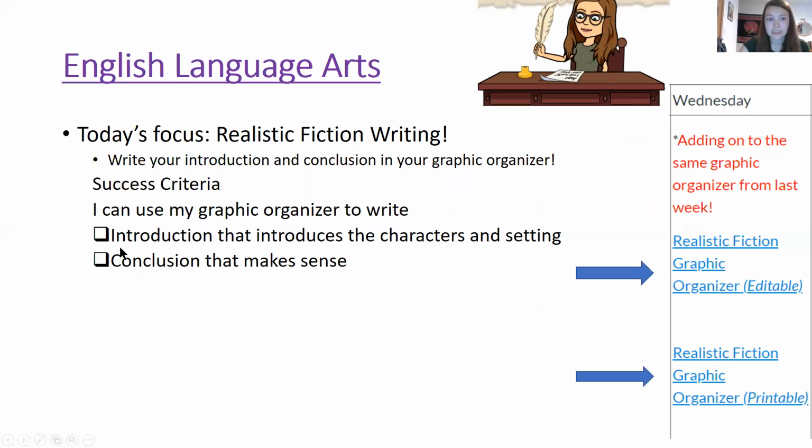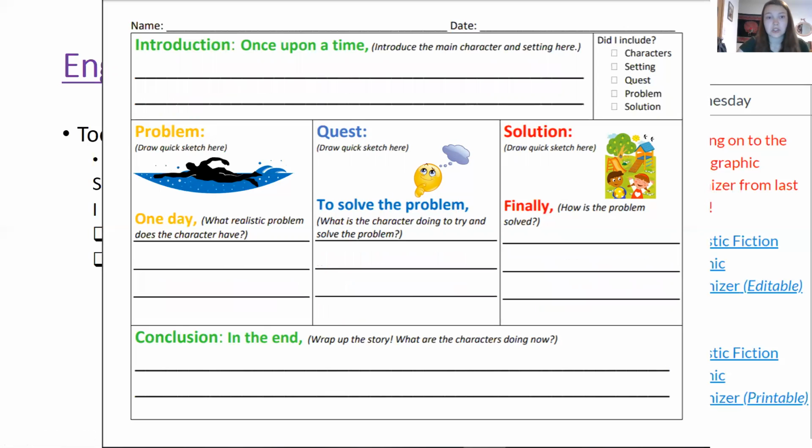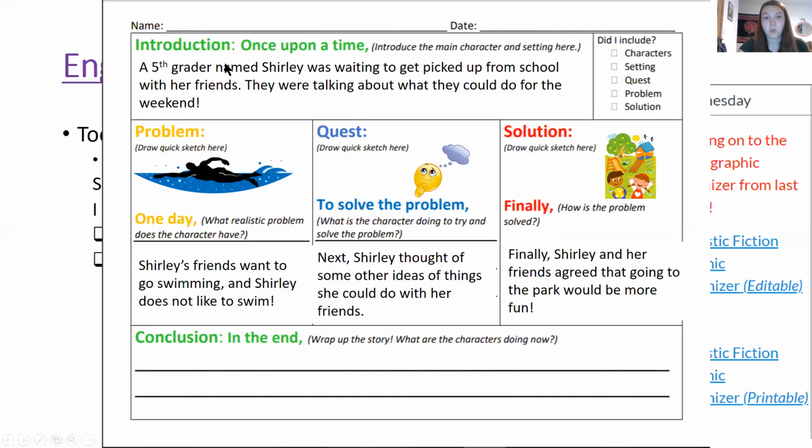So in your introduction, there's two important things that you need to remember. So I'll go back to our success criteria. Our introduction needs to introduce the characters and the setting, where the story takes place. So we need to make sure that in our introduction, we have who's going to be in the story and where the story is taking place. So in my introduction, I wrote, one day, a fifth grader named Shirley was waiting to get picked up from school with her friends. So I have that they're at school, that is the setting. Shirley, who is a fifth grade girl, is a character, and her friends are the other characters. So I have my characters and my setting both in my introduction. And I finished up my introduction by saying they were talking about what they could do for the weekend.